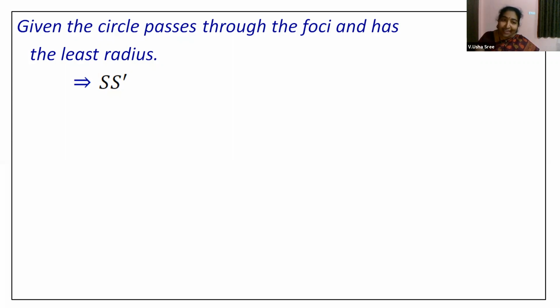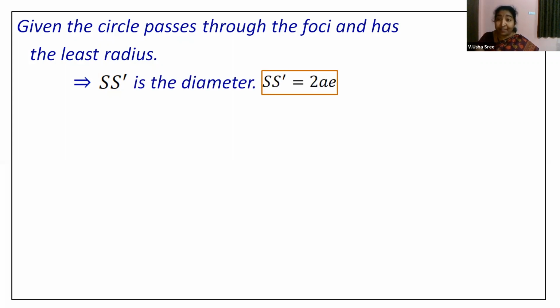Isn't it? Then in that case, what will be the length of SS dash? It should be equal to 2AE. This also we have seen in one of the previous problems. Then the least radius possible should be AE. When I say SS dash, it will be the diameter. Half of this will be the radius. It should be AE.